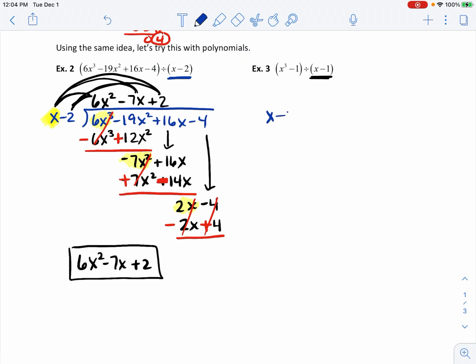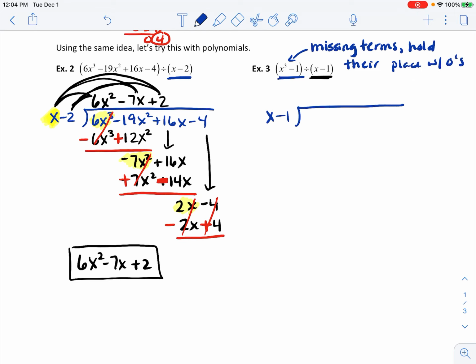Okay, so I'm going to put the x minus 1 on the outside. Now on the inside, I'm going to put this x cubed minus 1. But you guys notice it's missing a lot of stuff. It's missing the x squared term and the x term. So look, if you're missing terms, and write this down, this is important: if you're missing terms, hold their place with zeros. Now, what the heck does that mean?